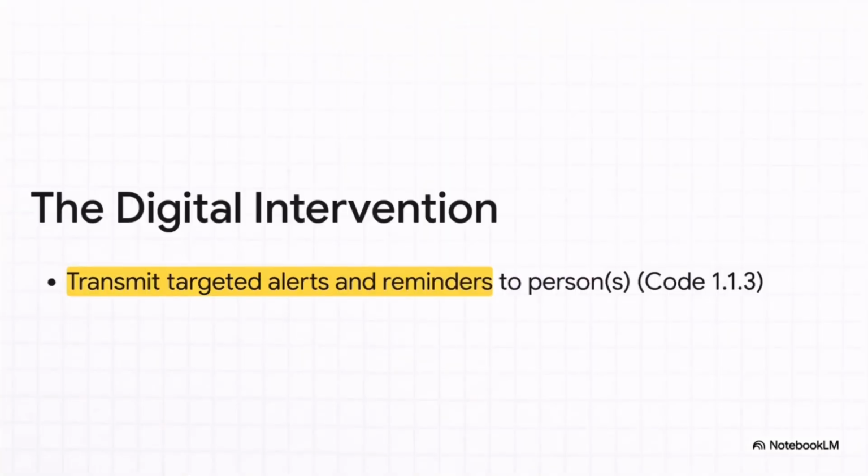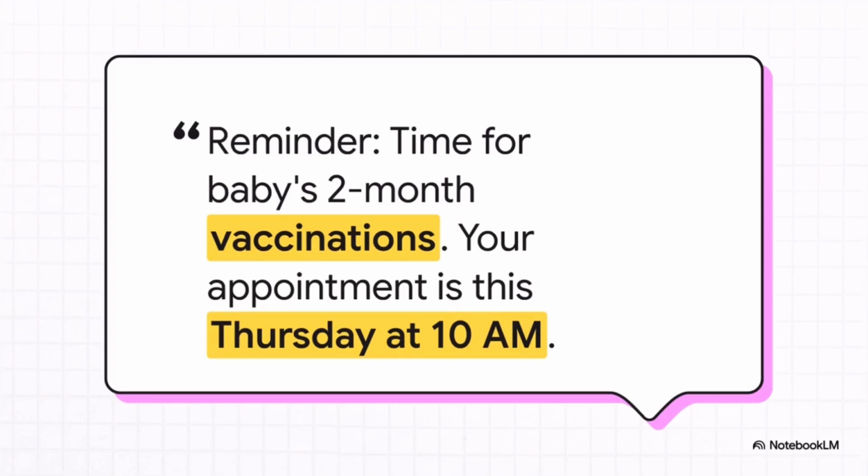So what's the digital fix? Well, the framework points us to a very specific digital health intervention: transmit targeted alerts and reminders. See, it's not about some shiny, complicated new technology. It's about using a simple, proven tool to solve a very human problem. And here's exactly what that looks like in the real world. A simple text message. We've all gotten them. It's a tiny little nudge that can make a massive difference in protecting a child's health. It's practical and it works.